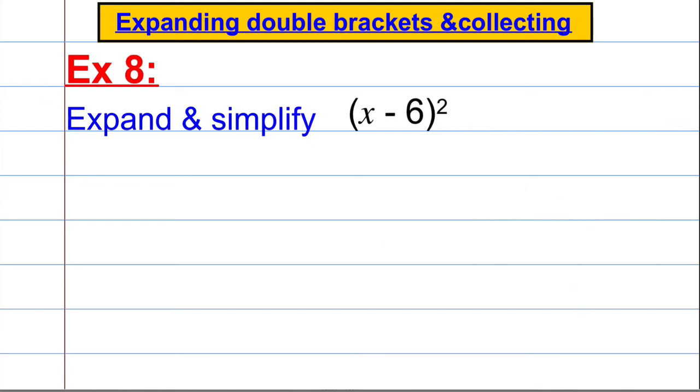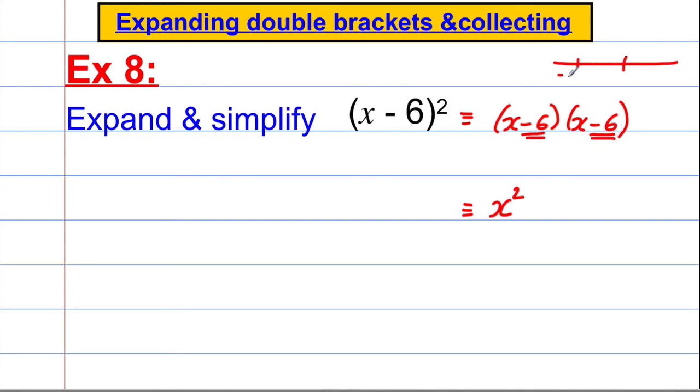Right, here's another one. X subtract 6 all squared. Well, I want you to think of that obviously as x subtract 6, x subtract 6. And then what I would like you to do is x multiplied by x would have given me x squared. Negative 6, add another negative 6. So you're at negative 6 on the number line, and you add another negative 6. It's like subtracting 6. You end up at negative 12. That tells you have negative 12x, and negative 6 multiplied by negative 6 is positive 36.